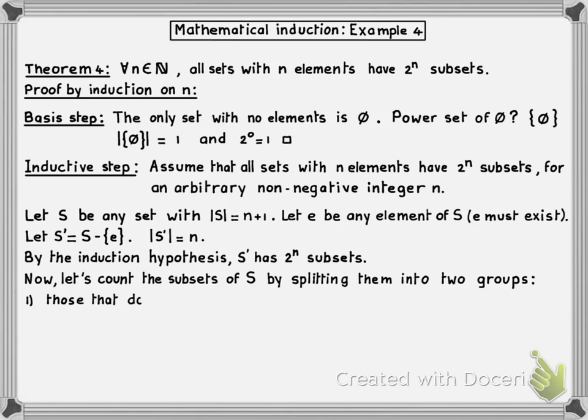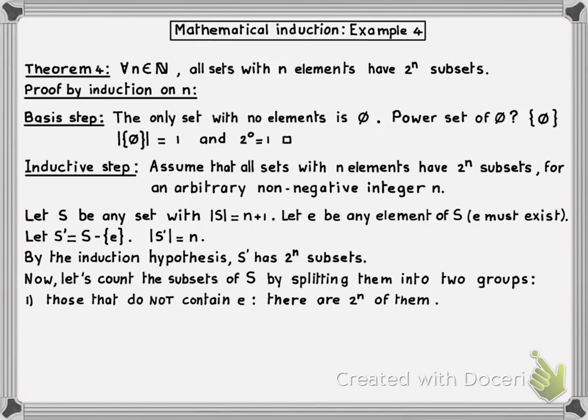So the first group are the subsets of S that do not contain E. How many of those are there? Well, we already have the answer to that question, because if you take S and you remove E, you get 2 to the power n subsets. Well, these subsets are exactly the subsets of S that do not contain E. So the number of subsets in the first group is 2 to the power n.